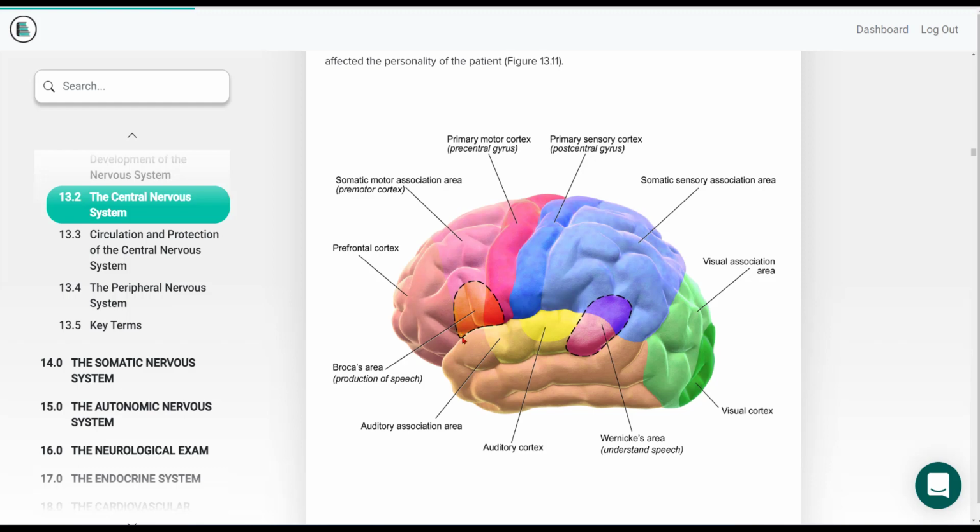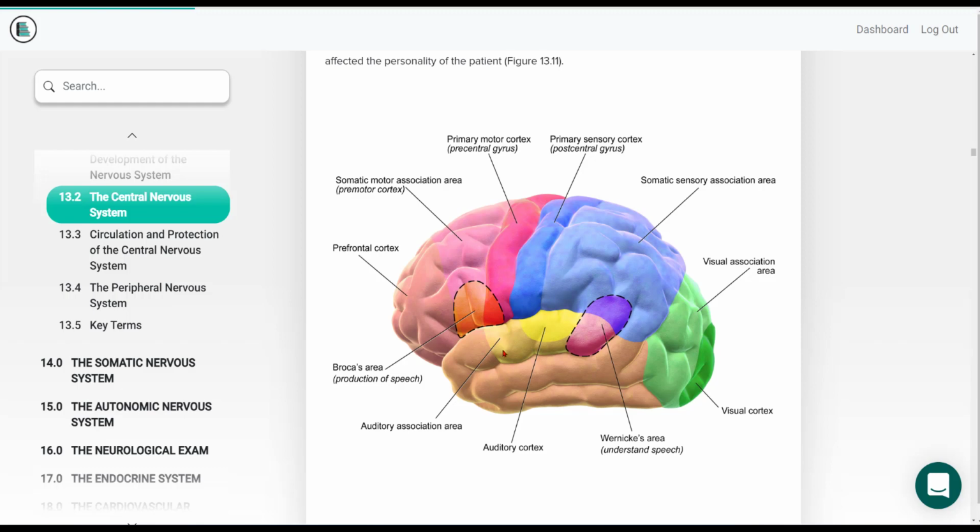Now, where is this Broca's area? Broca's area is right here. It's in the frontal lobe. The frontal lobe is all about motor control, movement. So remember, Broca's area is the production of speech. So damage to this area is going to leave a person unable to produce speech in a clear or fluid way.